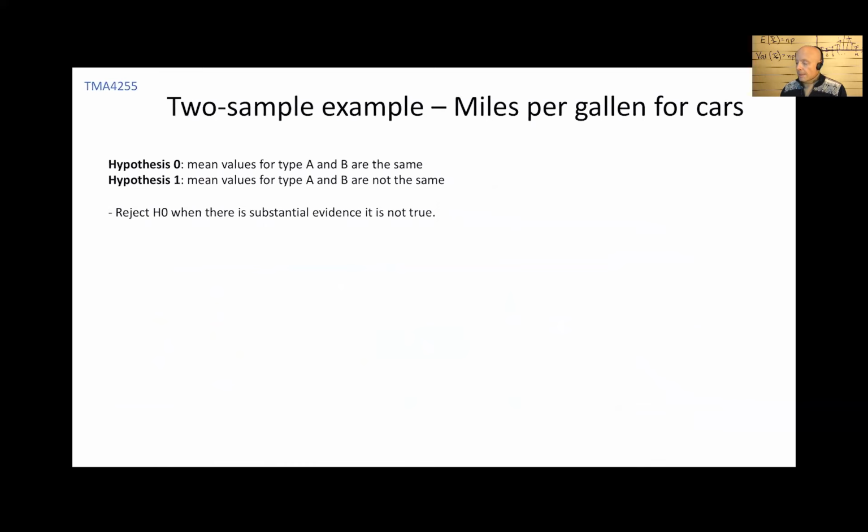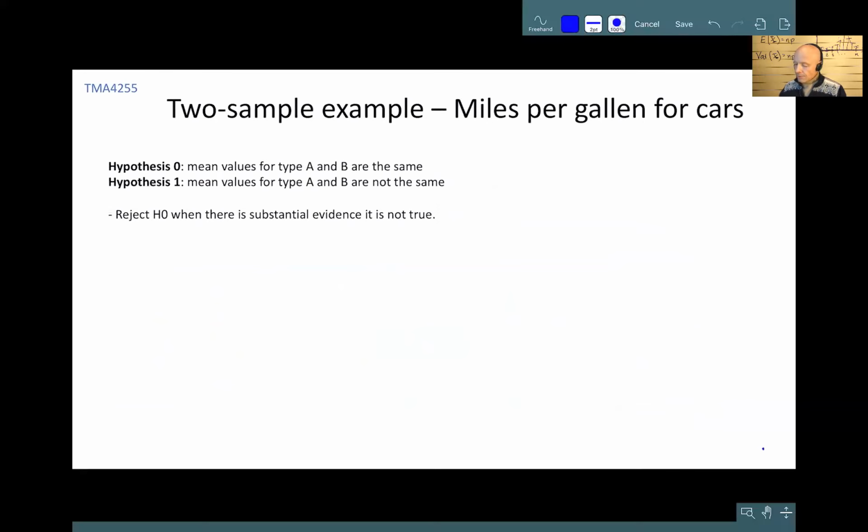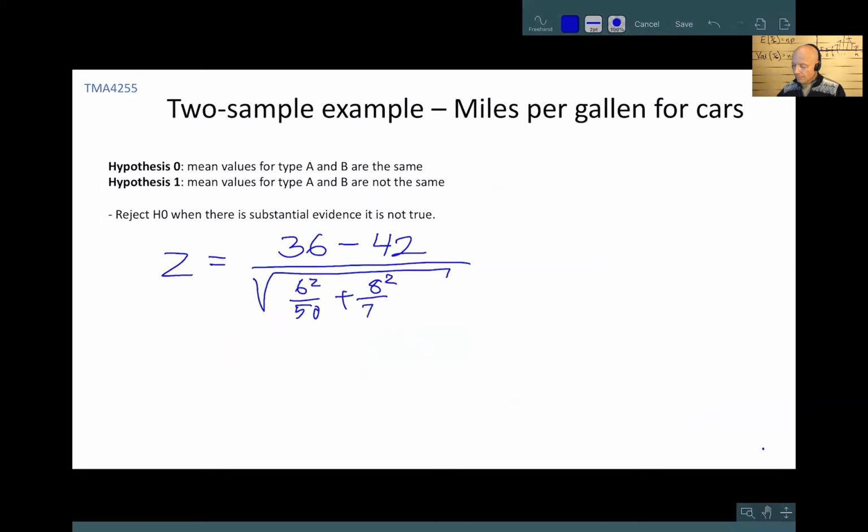Okay, what do we get? Then we do the calculations. So we just plug in. We had, in this case, 36 for the first one, minus 42. Those were the mean values. And then we divide by the square root of 6 squared over 50, plus 8 squared over 75. And going through this, we get minus 4.78.